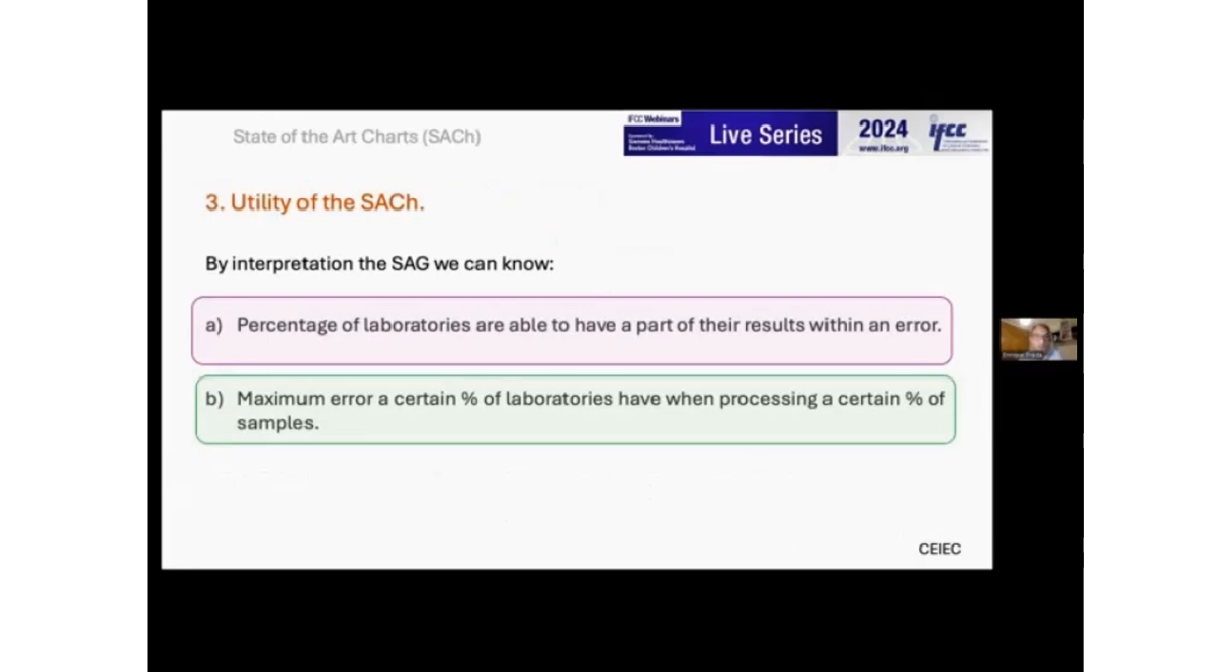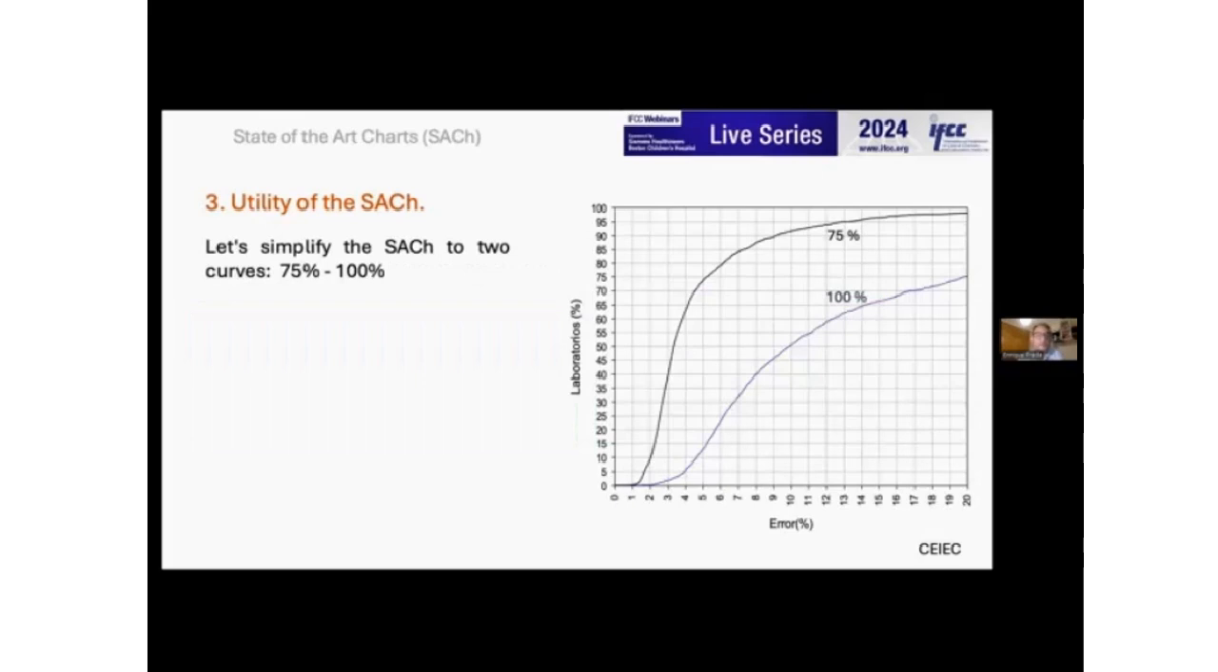On the other hand, we can see what maximum error a certain percentage of laboratories can have when processing a certain number of quality control samples. Let's see it with some examples. First, we will simplify the curves to 75% and 100%, which are the most used by our committee. We set an error of 9% and we see what percentage of laboratories meet it.